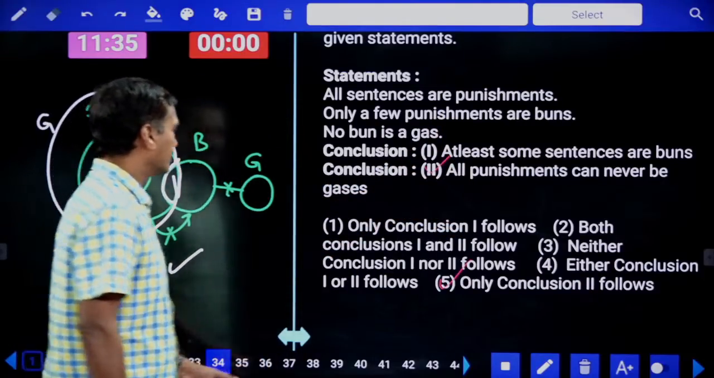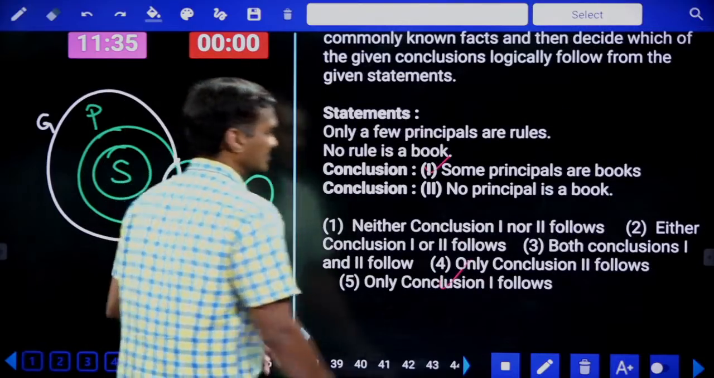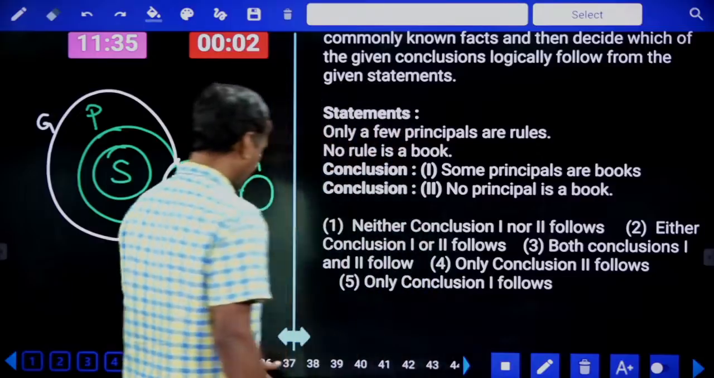34. Then coming to question number 35. Your time starts now for this question number 35.